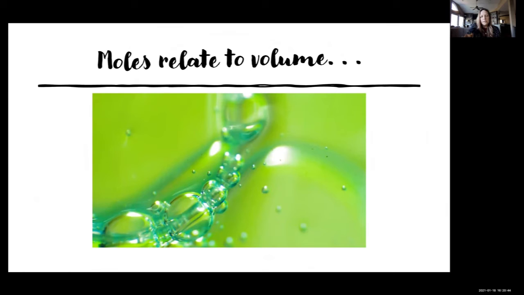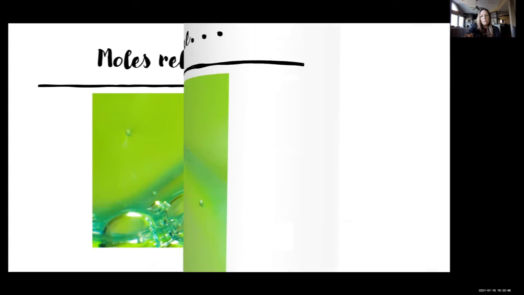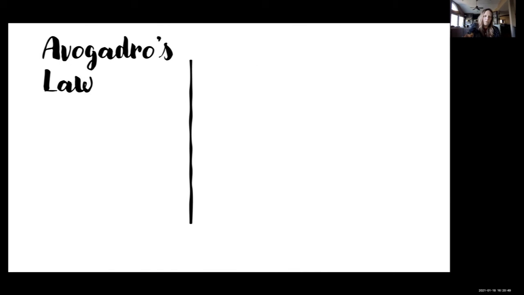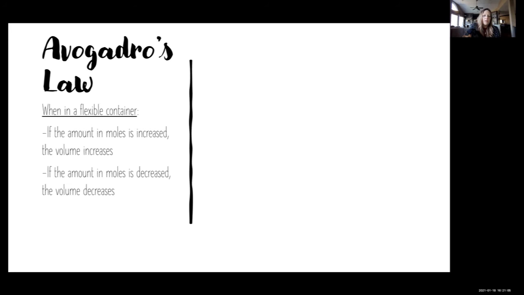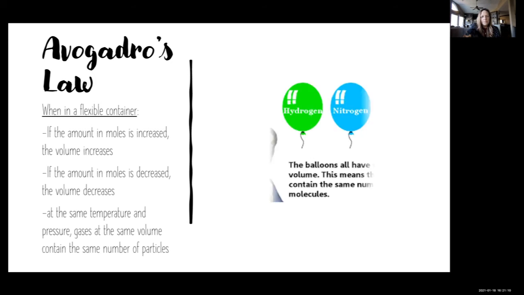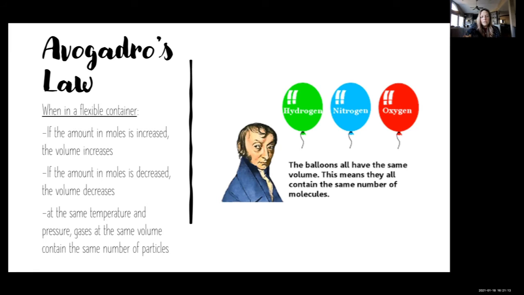How do moles relate to volume? Okay, so when you're dealing with moles, we deal with Avogadro's law. You know this dude loved his moles, right? So in a flexible container, if the amount in moles is increased, then the volume increases. That makes sense, right? If you put more of something in, you're going to get more of it. And if the amount of moles is decreased, the volume decreases. Well, yeah, okay. And at the same temperature and pressure, gases at the same volume contain the same number of particles. So here's our buddy Avogadro again.